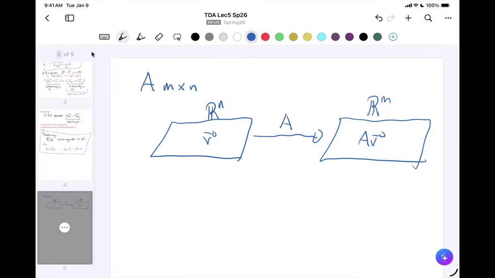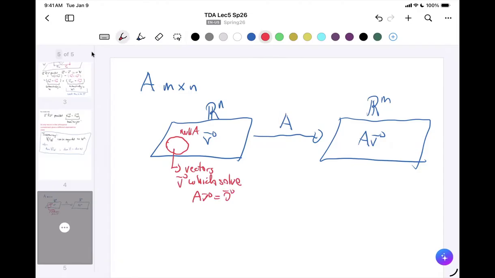As we talked about last time, when you have a matrix, there are two important vector subspaces that the matrix defines. One is the null space of the matrix. The null space is the vectors that solve A times v equals 0.